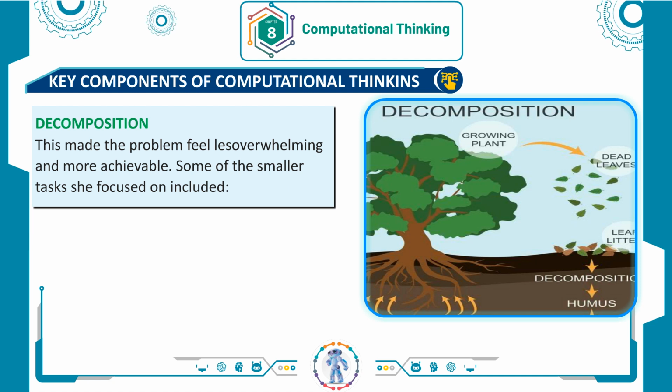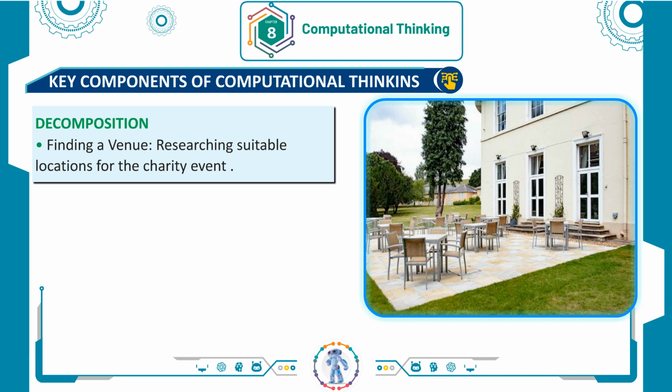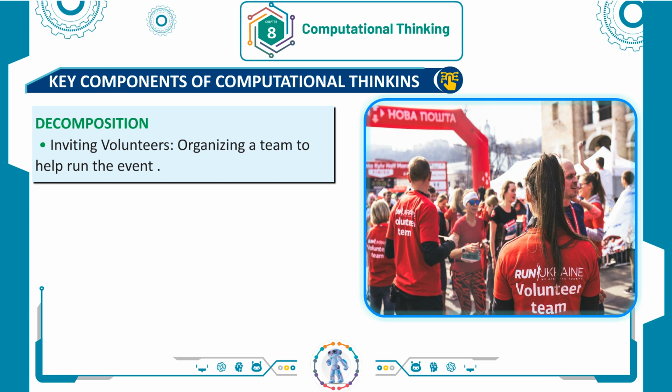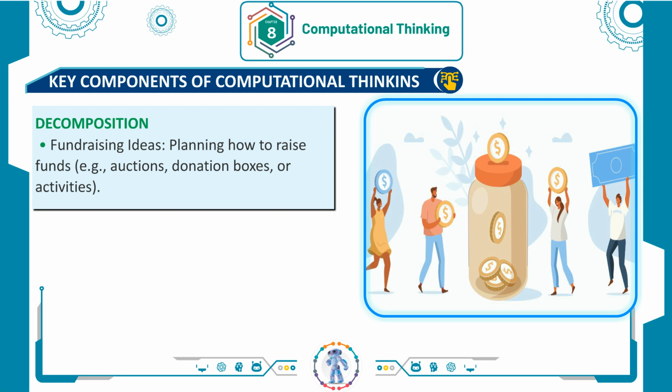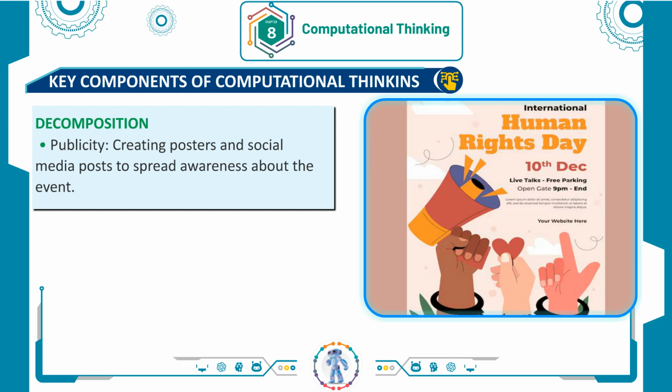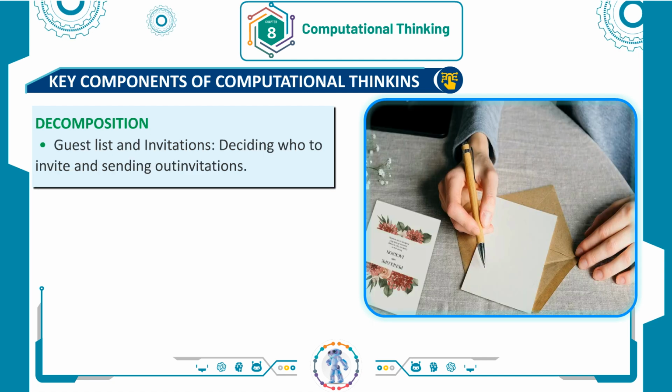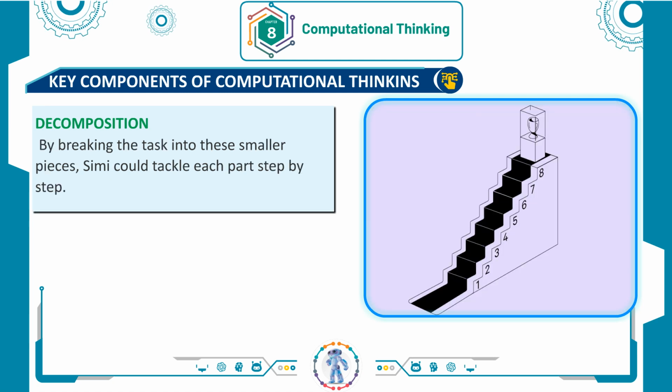Some of the smaller tasks she focused on included finding a venue, researching suitable locations for the charity event; inviting volunteers, organizing a team to help run the event; fundraising ideas, planning how to raise funds, for example, auctions, donation boxes, or activities; publicity, creating posters and social media posts to spread awareness about the event; guest list and invitations, deciding who to invite and sending out invitations. By breaking the task into these smaller pieces, Simi could tackle each part step by step.